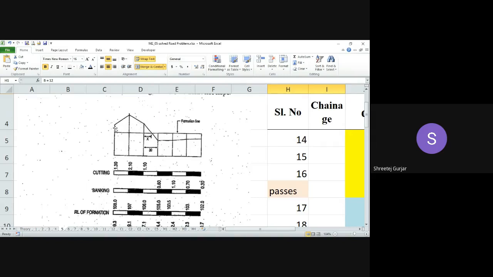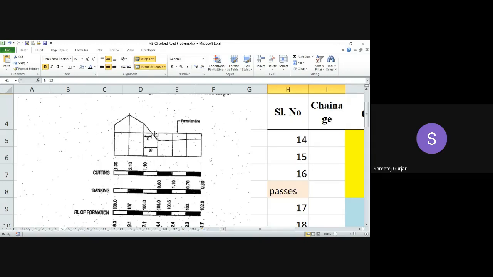These depths are also mentioned over here. These three values, first, second, and third, are under cutting, so they are mentioned under cutting. And these four values 1, 2, 3, and 4 are coming under banking, so they are mentioned in banking. These are nothing but depths, 1.3, 2.1, 1.1. From formation level to your ground level, this height is what is mentioned over here. So depth is given to us.